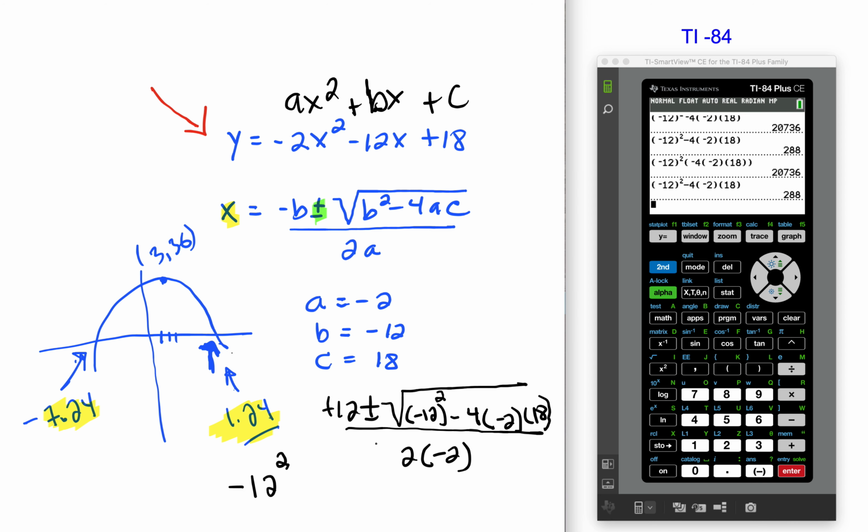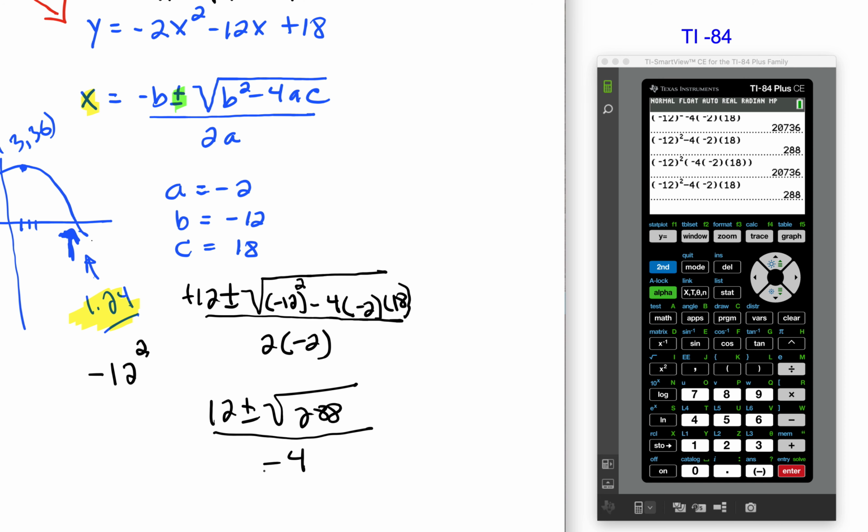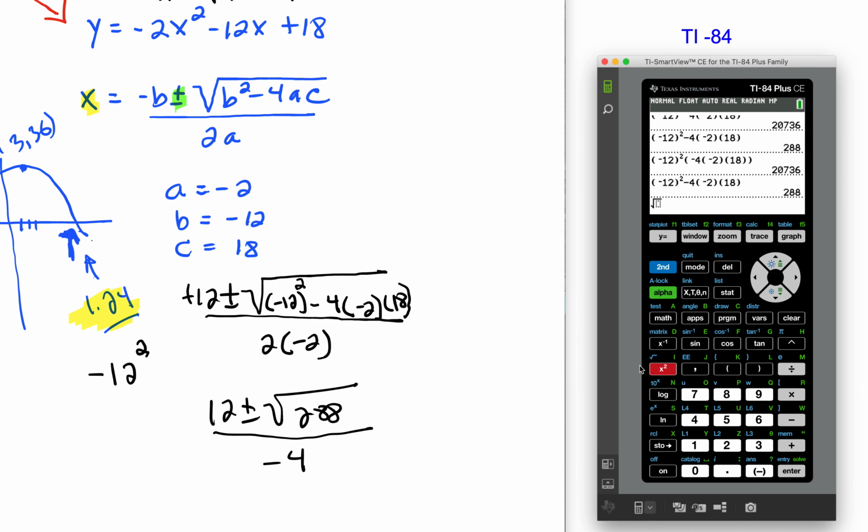So what we have now is 12 plus or minus the square root of 288 over negative 2, or negative 4. So 2 times negative 2 is negative 4. From here, if you want to simplify this, you can try to square root it. Actually, let's just do the whole thing in decimal. I can bring up this answer and put that in the root, and there it is, 16.97. All right, so I'll write that in there.